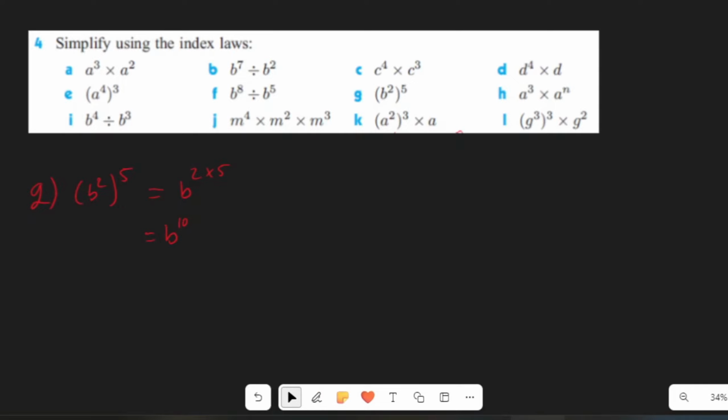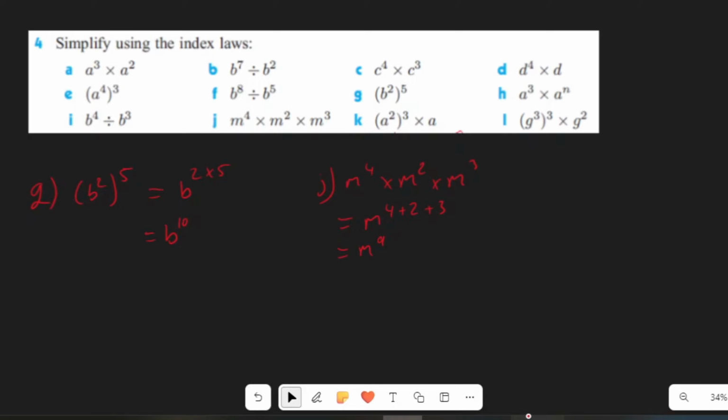Let's do J. That's m to the power of 4 multiplied by m to the power of 2 multiplied by m to the power of 3. So that's the same as m to the power of 4 plus 2 plus 3 because we're multiplying. And we get m to the power of 9.